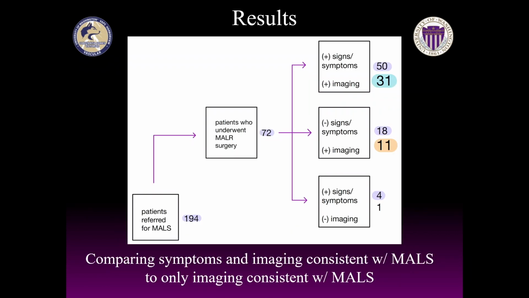In our first comparison, we compared the post-surgical outcomes of patients with both the classic signs and symptoms of MALS and characteristic imaging findings against those with characteristic imaging findings alone. There were 31 and 11 subjects, respectively, with both pre- and post-surgical quality of life questionnaires available for analysis. Patients with classic symptoms without classic imaging findings were excluded as there was just one subject with complete quality of life data.